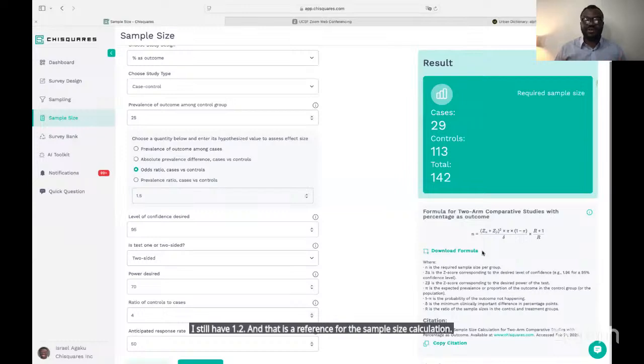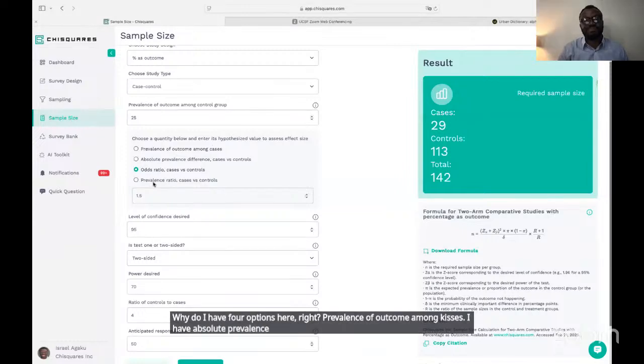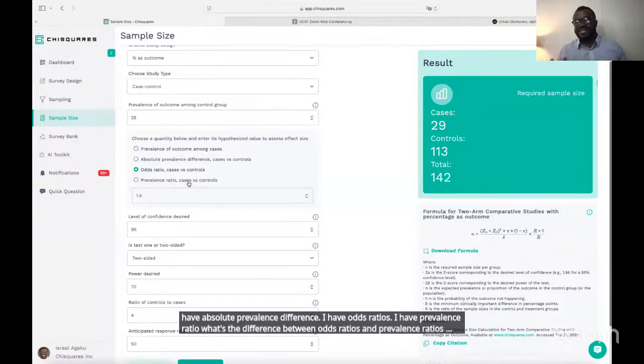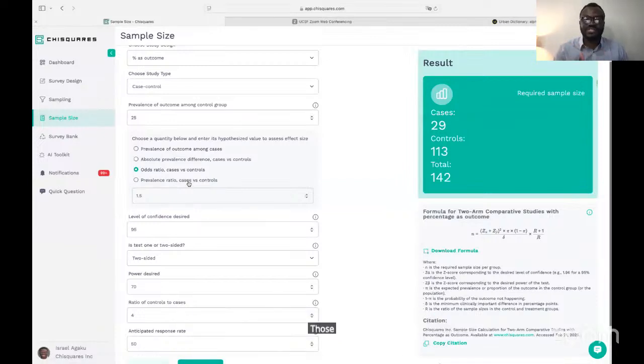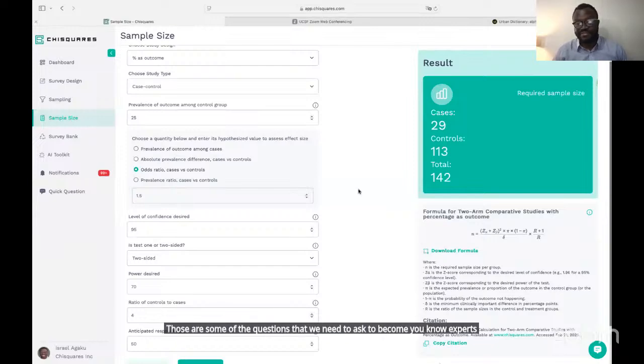So I'll encourage you, again, please try and practice, and try and read more and see, okay, why do I have 4 options here, right? Prevalence of outcome among cases, I have absolute prevalence difference, I have odds ratios, I have prevalence ratio. What's the difference between odds ratios and prevalence ratios, right? And why does it matter? Those are some of the questions that we need to ask to become experts in our craft as researchers.